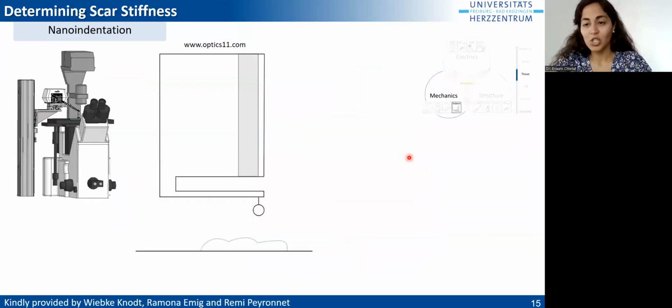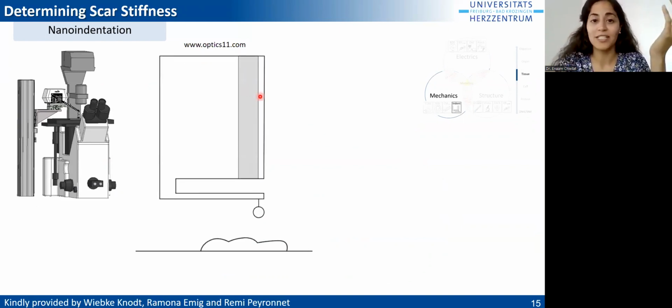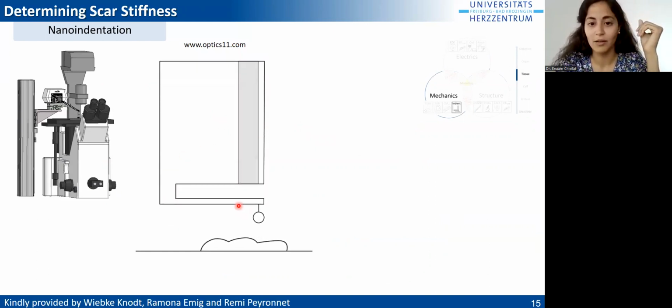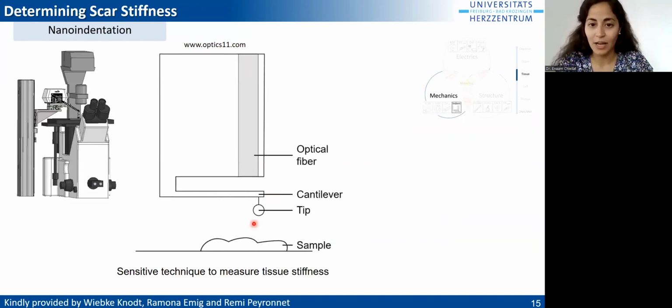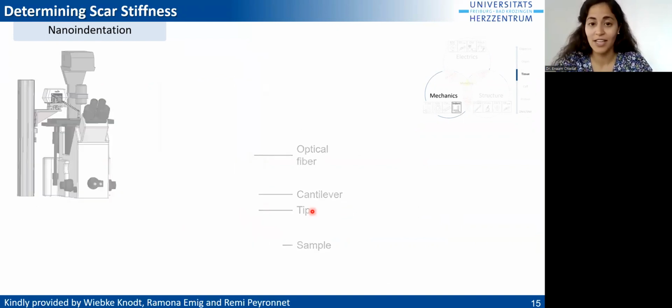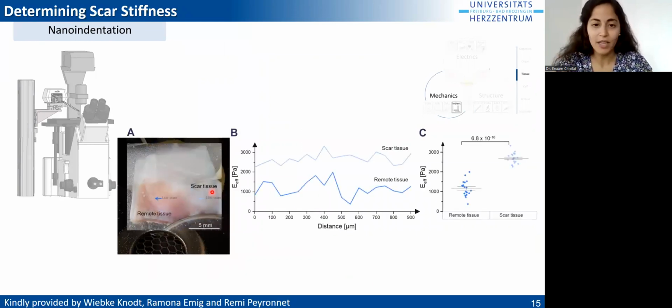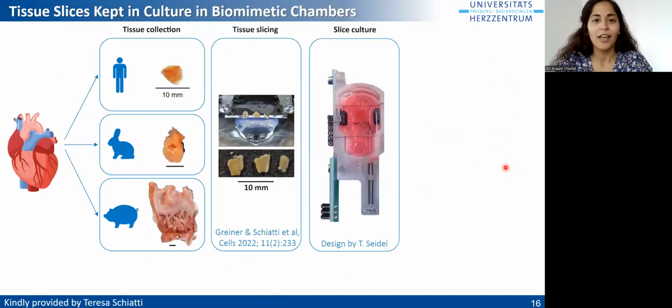Now, still at the tissue level, when trying to understand mechanics, I can pass off some of these samples to our biomechanics team at our institute, and they have this wonderful nano indentation technique, where there's this optical fiber that can measure deformations of this cantilever as it approaches a sample. This is a very sensitive technique to give us information about tissue stiffness. And so here, when you look at my sample of the pig scar and healthy area, when they perform these line scans in the scar area and a remote region, they certainly can measure that the scar is stiffer.